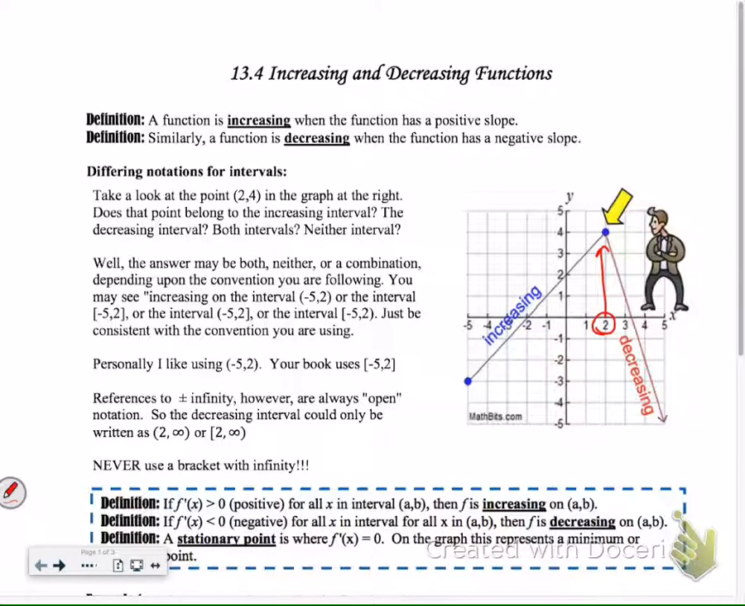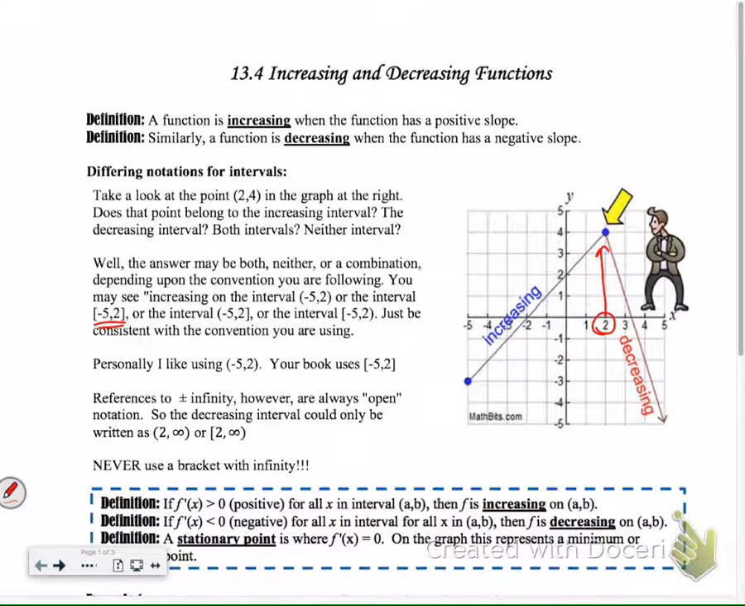Now, depending on the book, and apparently your textbook is in this kind of camp here, they will use a closed bracket on that, which means that 2 is included. Well, personally, I look at it as it's not increasing at 2, it's not really doing anything, like that's where it stops increasing. So it's increasing all the way up until you get to 2, but at 2 it's not really doing anything. So I would use a parenthesis there. Apparently it doesn't really matter. And that was something that I didn't realize till I started researching why our book has brackets there.